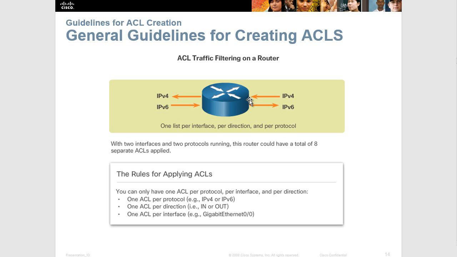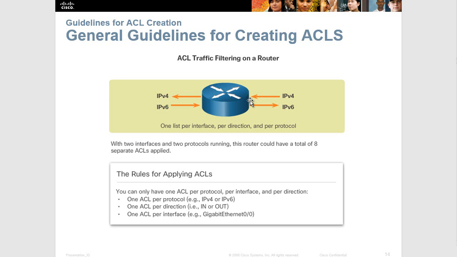So 2 for IPv4, 1 inbound, 1 outbound. 2 for IPv6, 1 inbound, 1 outbound. That's all you can have per interface. Okay, so that's going to be somewhat important, I guess. You'll probably see a test question or two on that.